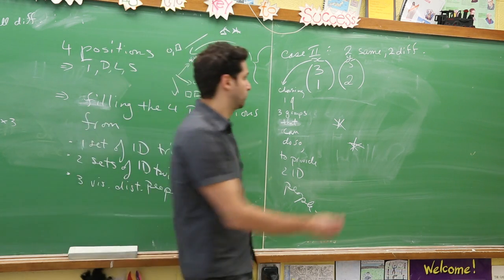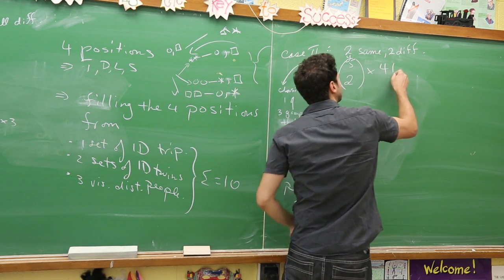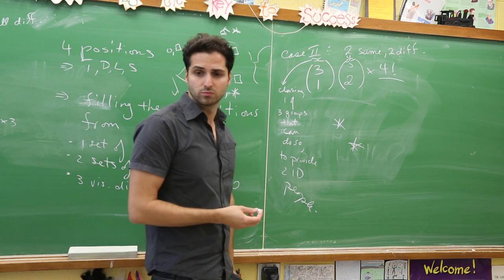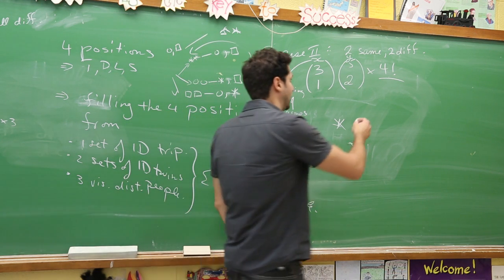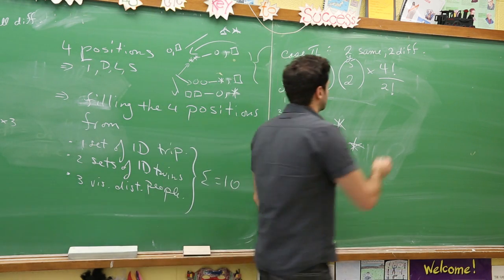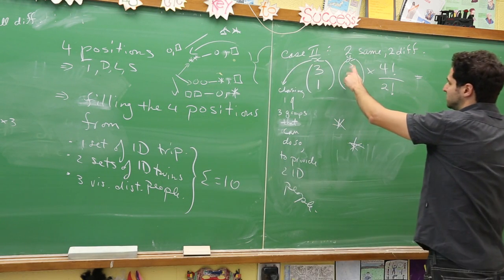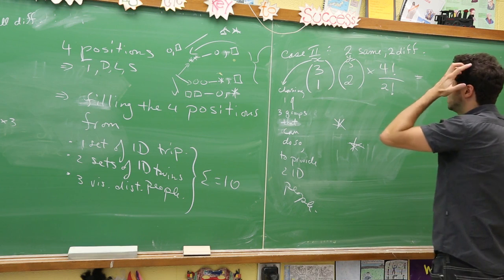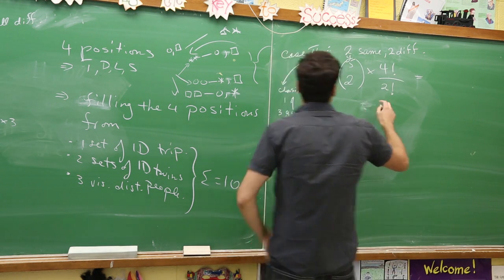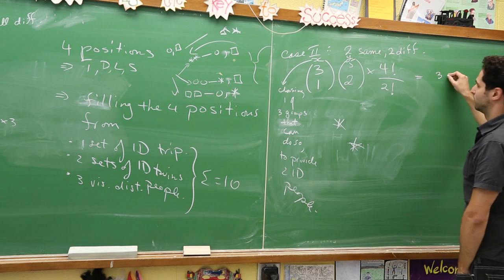How many positions are there? 4 positions. 4 factorial. But how many of them are identical? 2. So we divide by 2 factorial, right? So that's 3, that's 5 times, I'm not going to do it right now. Help me. I should be doing this. We can do it in our head. 3 choose 1 is 3, right?